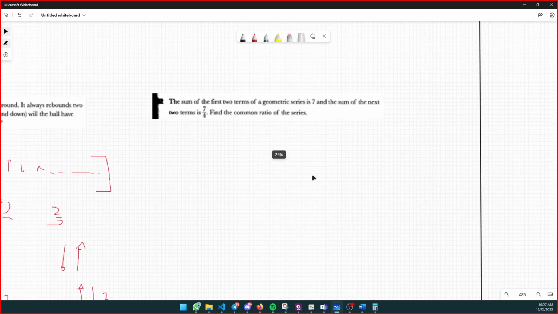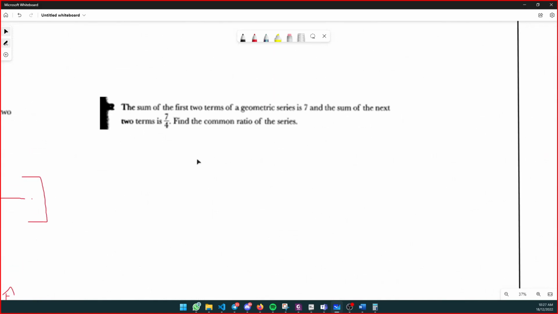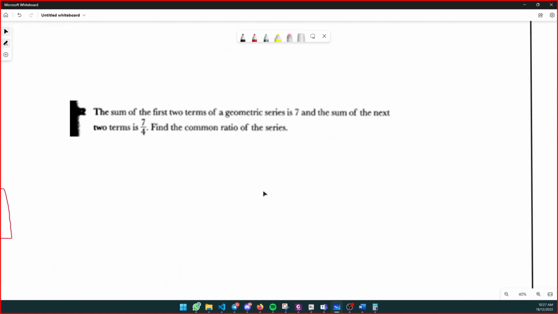Okay, last question for the day. I think this one will be enough for us to end the class session. Let's try to do this question. The sum of the first two terms of a geometric series is 7. So that's t1 plus t2 equals 7. And the sum of the next two terms is 7 over 4. So that's t3 plus t4 equals 7 over 4. Find the common ratio r.